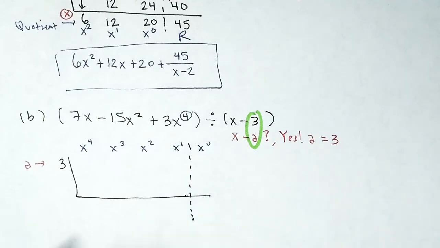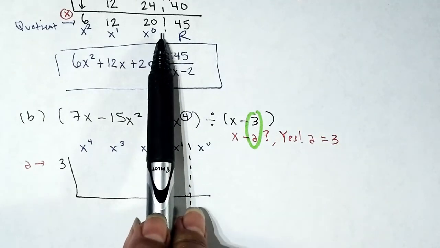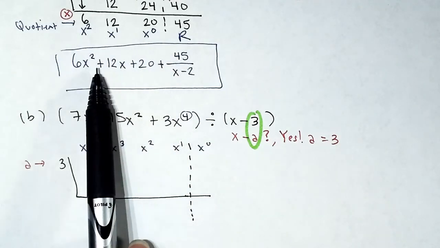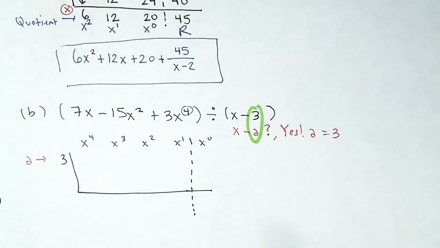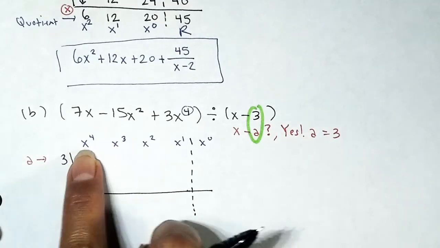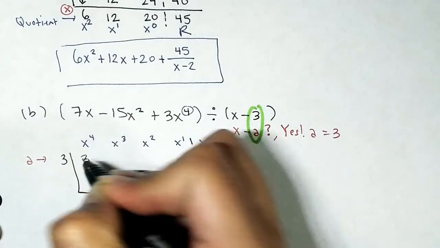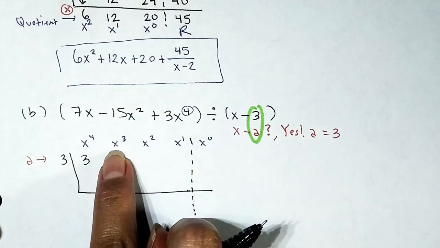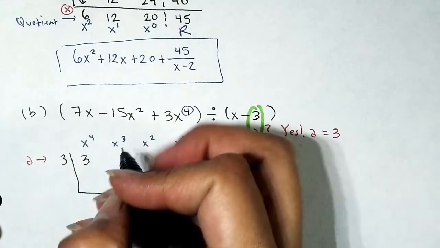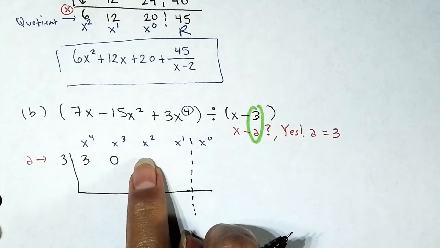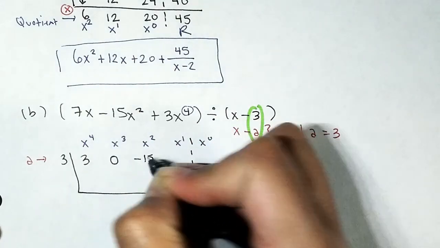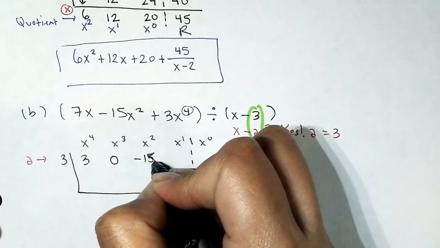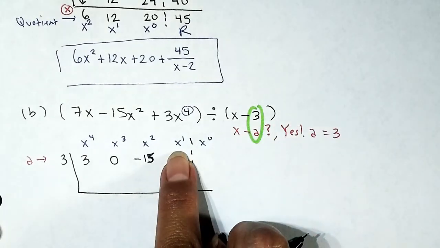That way, the terms before our separator will be the terms in the quotient, and the term after the separator will be our remainder. So let's plug in the numbers. X to the fourth, the coefficient is 3. Coefficient of the x to the third: we don't have an x to the third, so 0 placeholder. Coefficient of x to the second is negative 15. Coefficient of the x to the first is 7.